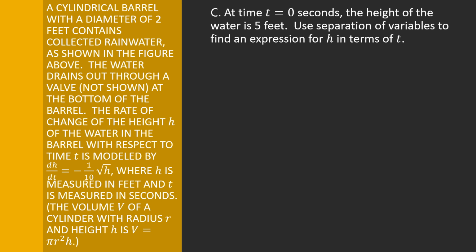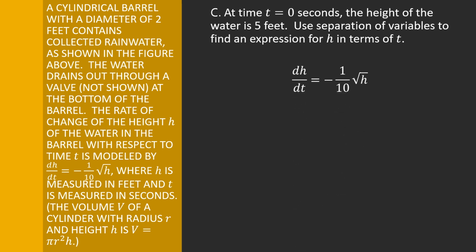All right, part C says at time t equals 0, the height of the water is 5 feet. So we're going to use separation of variables to find the expression. Again, anytime they ask you to use separation of variables, they're telling you to solve the differential equation, and it's usually a ton of points on the AP exam. It's really kind of cool because it's a really easy thing to do.